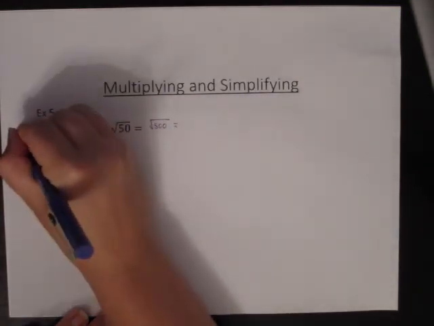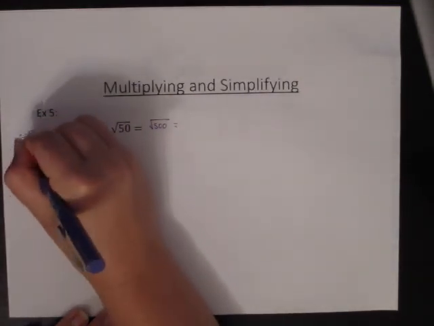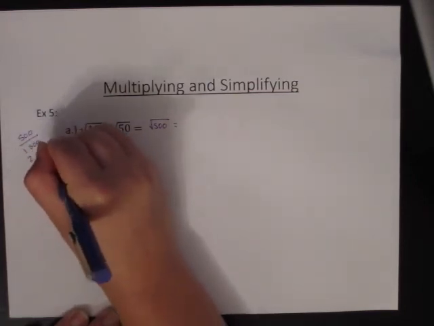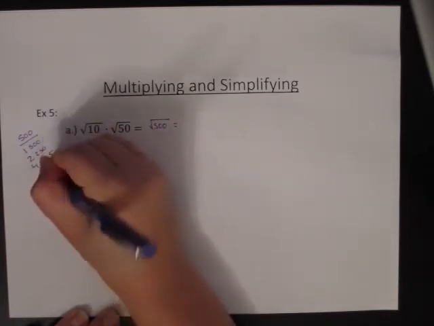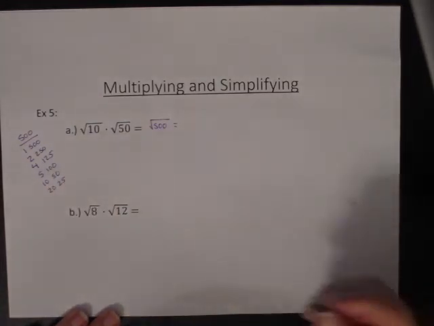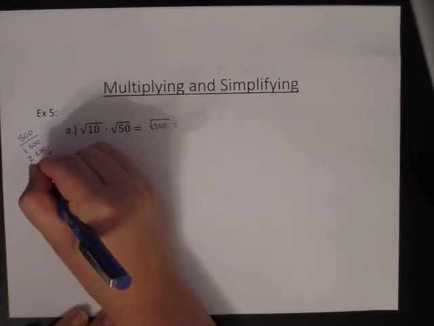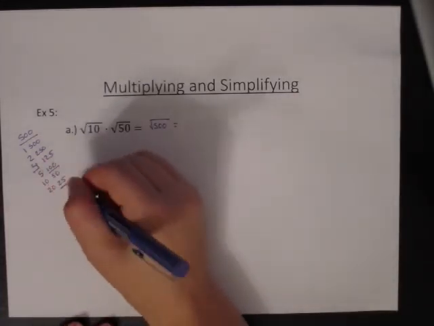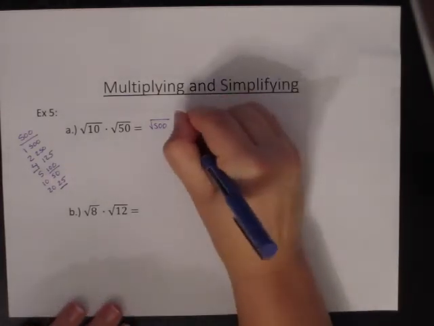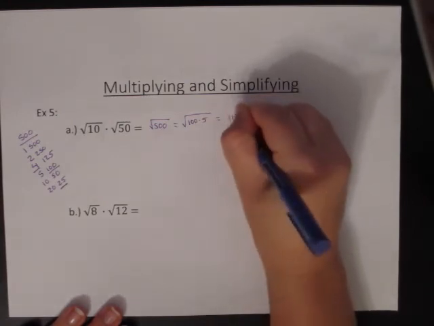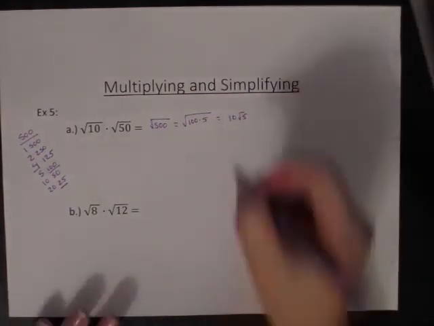Okay, and then I can find my factors of 500, which are 1 and 500, 2 and 250, 4 and 125, 5 and 100, 10 and 50, and 20 and 25. Okay, remember I'm looking for my largest perfect square. 25, 4, and 100 are all perfect squares, but 100 is my largest, so I take the square root of 100 times 5, and then when I take the square root of 100, it would be 10 square root 5. This is one technique, and this completely works.